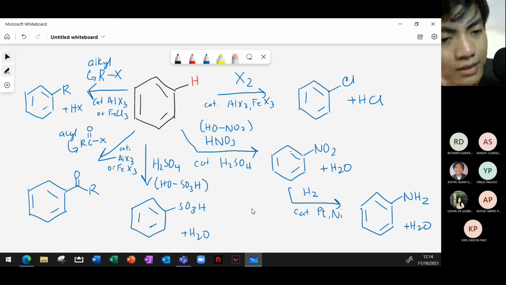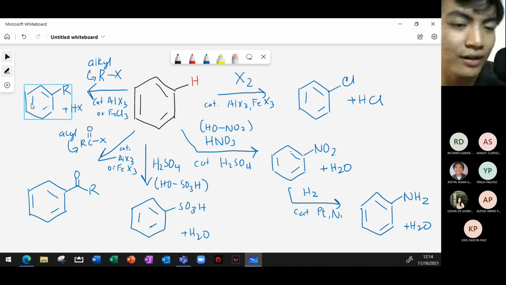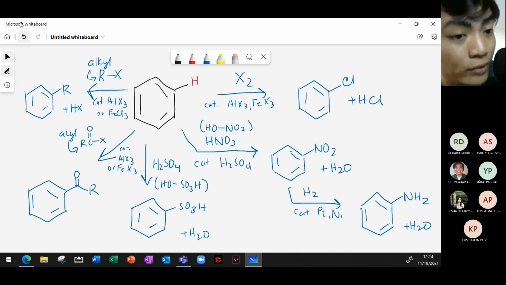So just remember kung ano yung nakadugtong, may certain mechanism yan. Kunwari, halogen yung nakadugtong, edi ito yun. Nitrate yung nakadugtong, edi ito yun. Amino nakadugtong, edi follow this sequence. So after nito, ito agad. Sulfonate nakadugtong, ito yun. Acyl yung nakadugtong, ito yun. And lastly, alkyl ang nakadugtong, ito yun. So, ganun yung gagawin nyo. Most likely for the quiz.